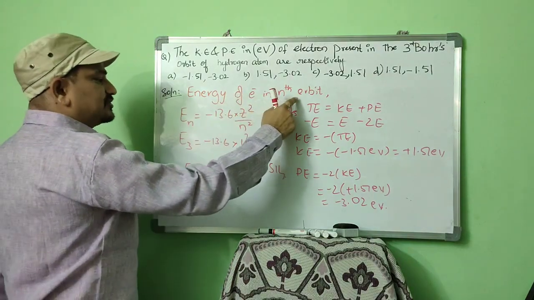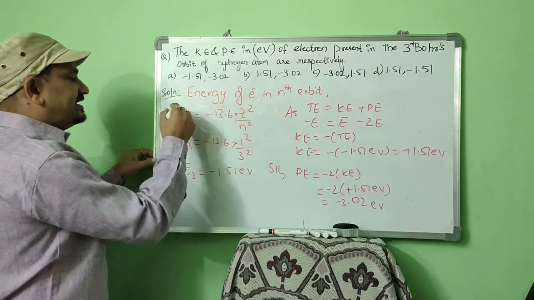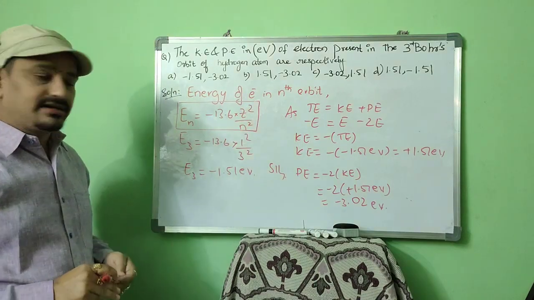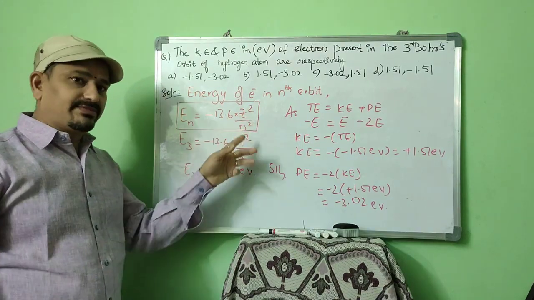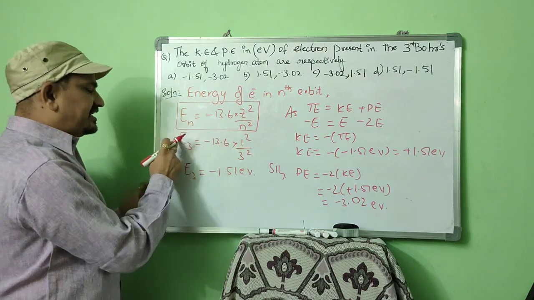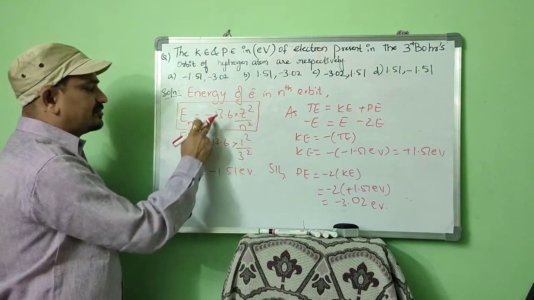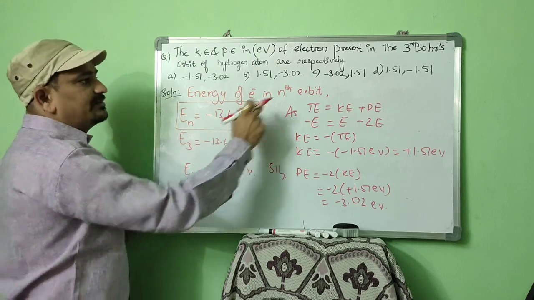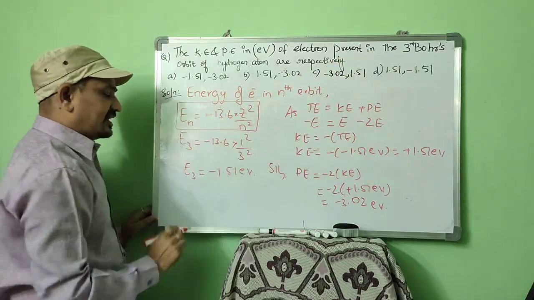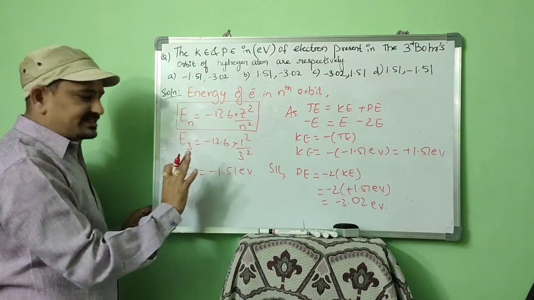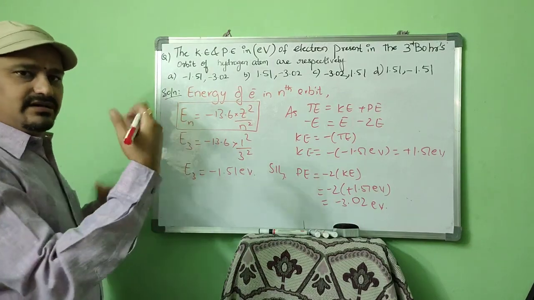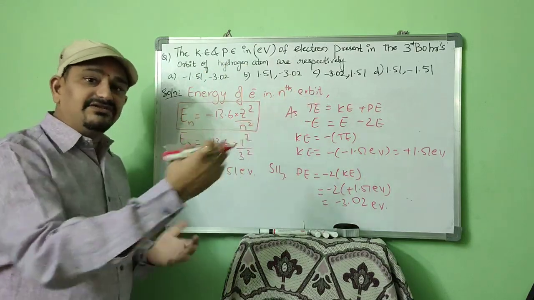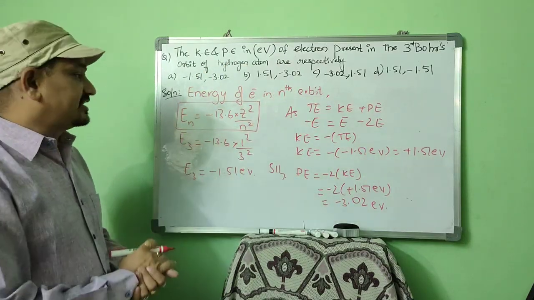Energy of an electron in the nth orbit can be expressed as En equals minus 13.6 times Z square by n square. Now E3, the energy of the electron in the third orbit, equals minus 13.6 times hydrogen atomic number 1 square by orbit number 3 square. On simplification, we got this value, right? Even we can get this value, the energy of the third orbit in hydrogen, directly from the previous discussion, in the previous question we did.